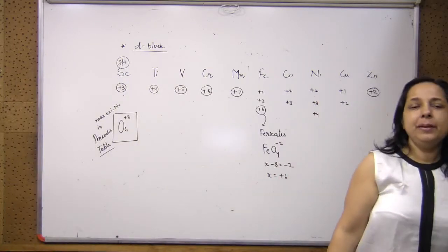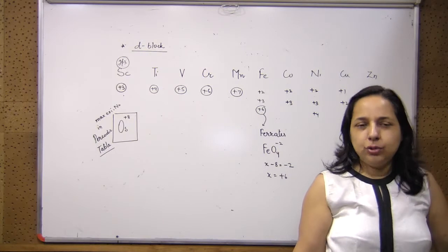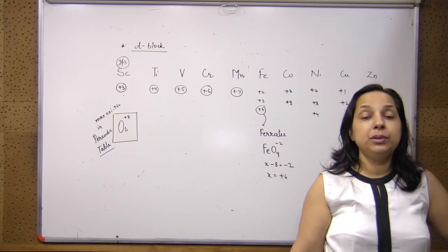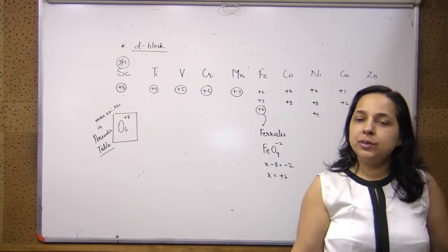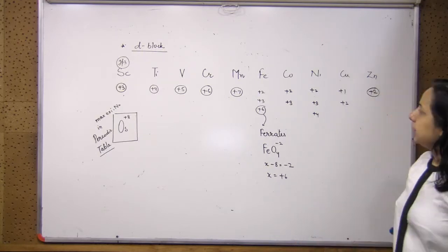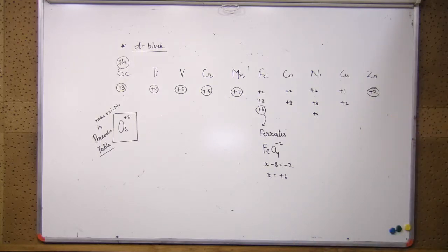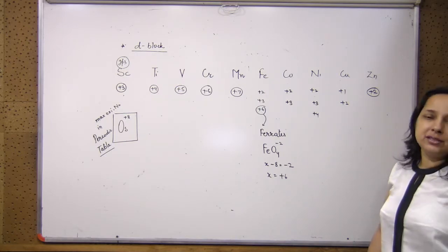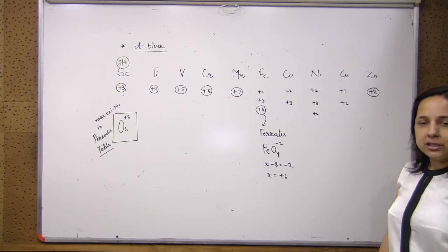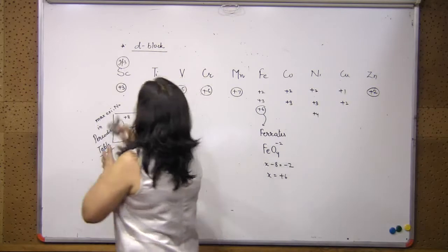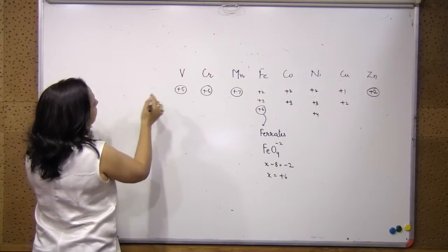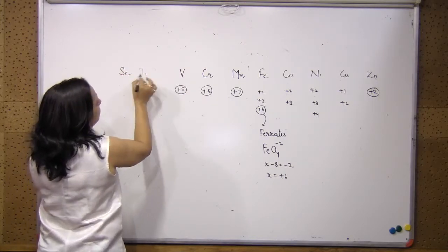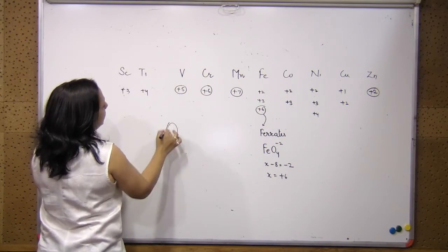It means for any element other than this, if it comes out to be +8, your calculations are wrong. You have to be aware of the fact that +8 is possible only for osmium. So this is the D block and their oxidation states. You must remember scandium, titanium, vanadium, chromium and manganese: 3, 4, 5, 6, 7. These are the maximum limits shown by the elements. Again I write: +3, +4, and osmium +8.